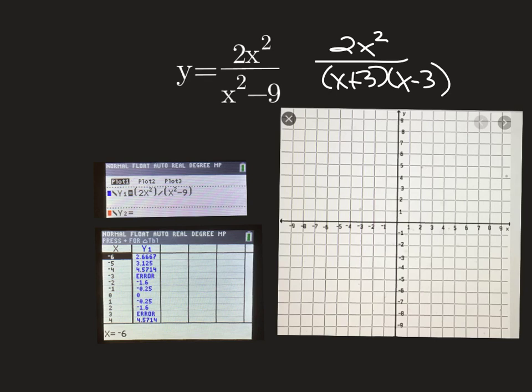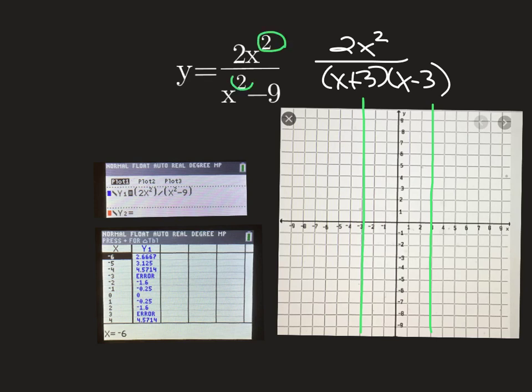You need to do that because the first thing I ask you every time is, what makes the bottom 0? Because that's your vertical. Okay, this time what makes the bottom 0 is negative 3 and positive 3. So I'm going to draw a vertical asymptote through negative 3 and a vertical asymptote through positive 3, just like that.